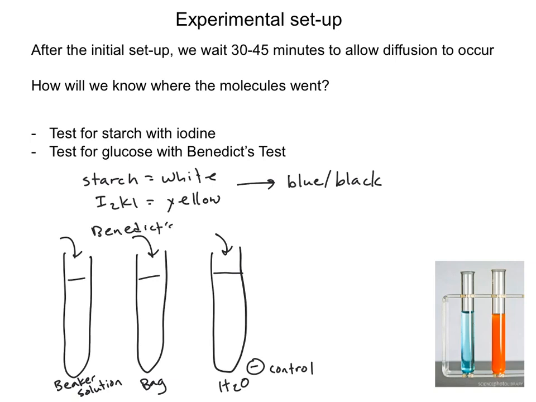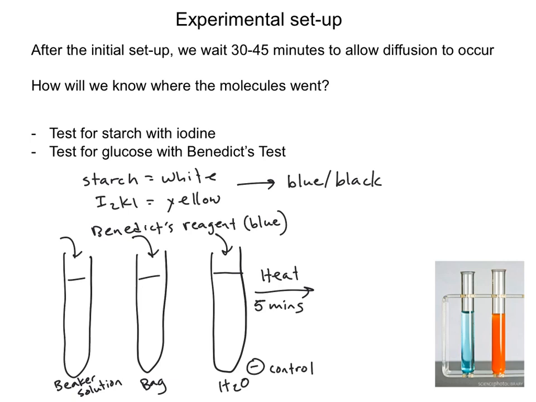So Benedict's reagent, which is blue in color, you'll see that in the video. It has copper in it. It doesn't really matter, but that's why it's blue. And then we need to just heat that up to get this chemical reaction to occur. So we do that for 5 minutes. Put it in a water bath for 5 minutes at a high temperature.